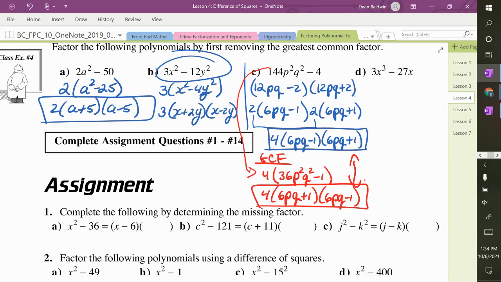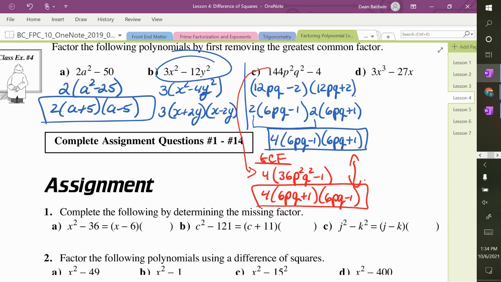So you can do it this way, but if I say simplify completely, it means you have to, at this point, take out a common factor again. Okay? So if you do it right away, the numbers get smaller, so it's easier to do. Okay?